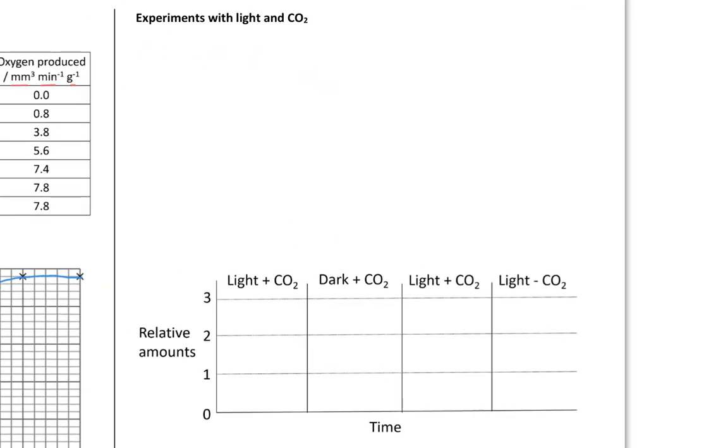Next, I thought we'd have a look at a graph where we're going to look at the relative amounts of two of the compounds in photosynthesis. So we're going to look at GP and RUBP, and we're going to build up a graph of what it's going to look like.